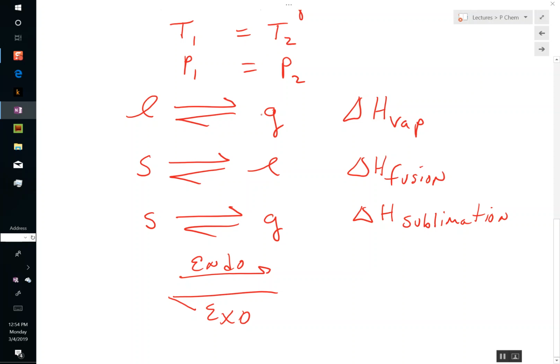A gas like water vapor condensing and precipitating out as rain, turning into a liquid, is actually an exothermic process. There's heat being released as the vapor condenses into the liquid form.